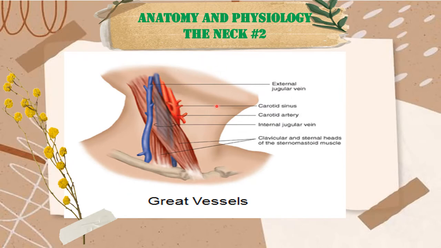To continue with the anatomy and physiology of the neck, we have the great vessels. So just under the sternocleidomastoid muscle, we have the great vessels of the neck. The carotid artery, which is this one. The internal jugular vein, okay, the external jugular vein that passes diagonally over the surface of the sternocleidomastoid muscle. So it is helpful when you try to identify the jugular venous pressure. So, we will do that later in the physical examination. Okay?